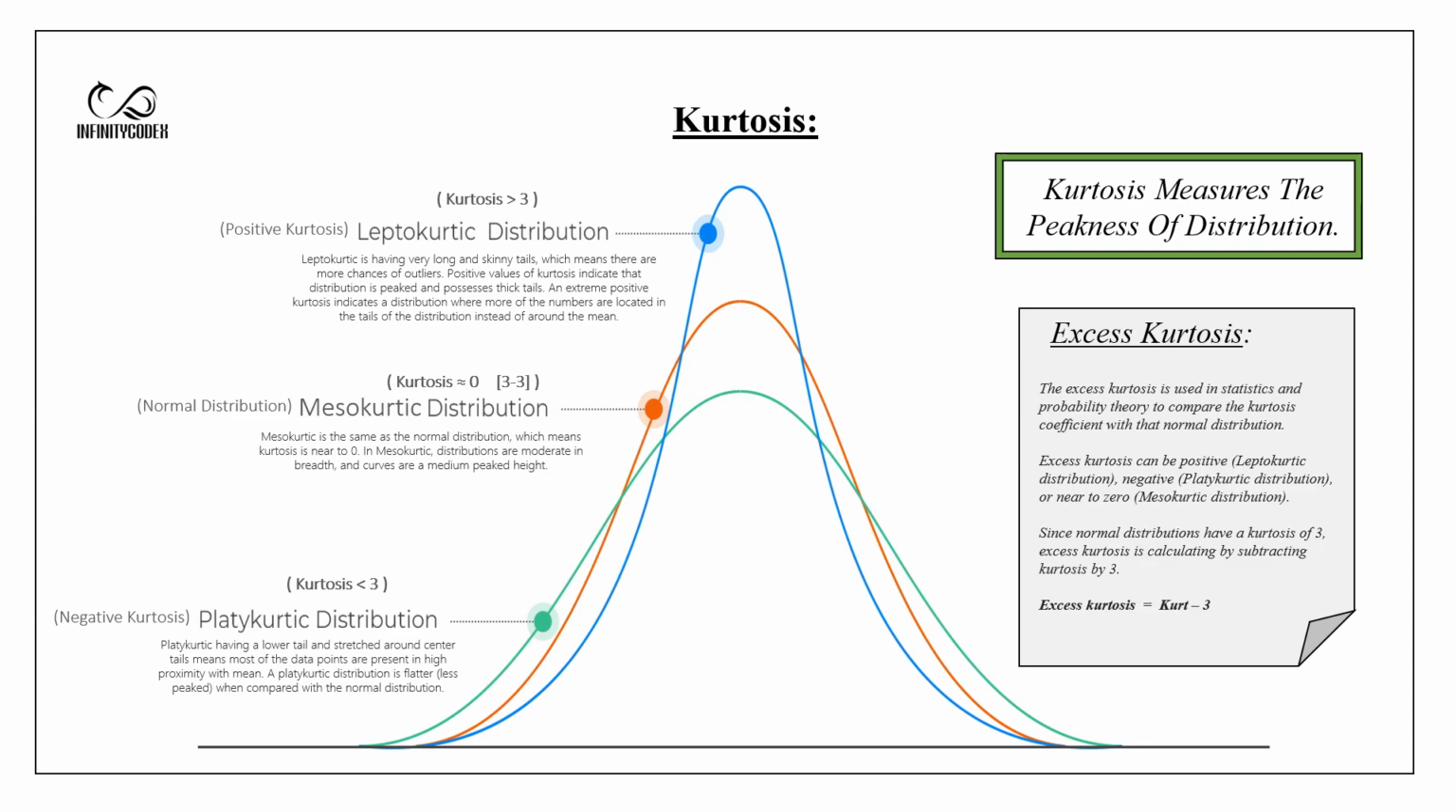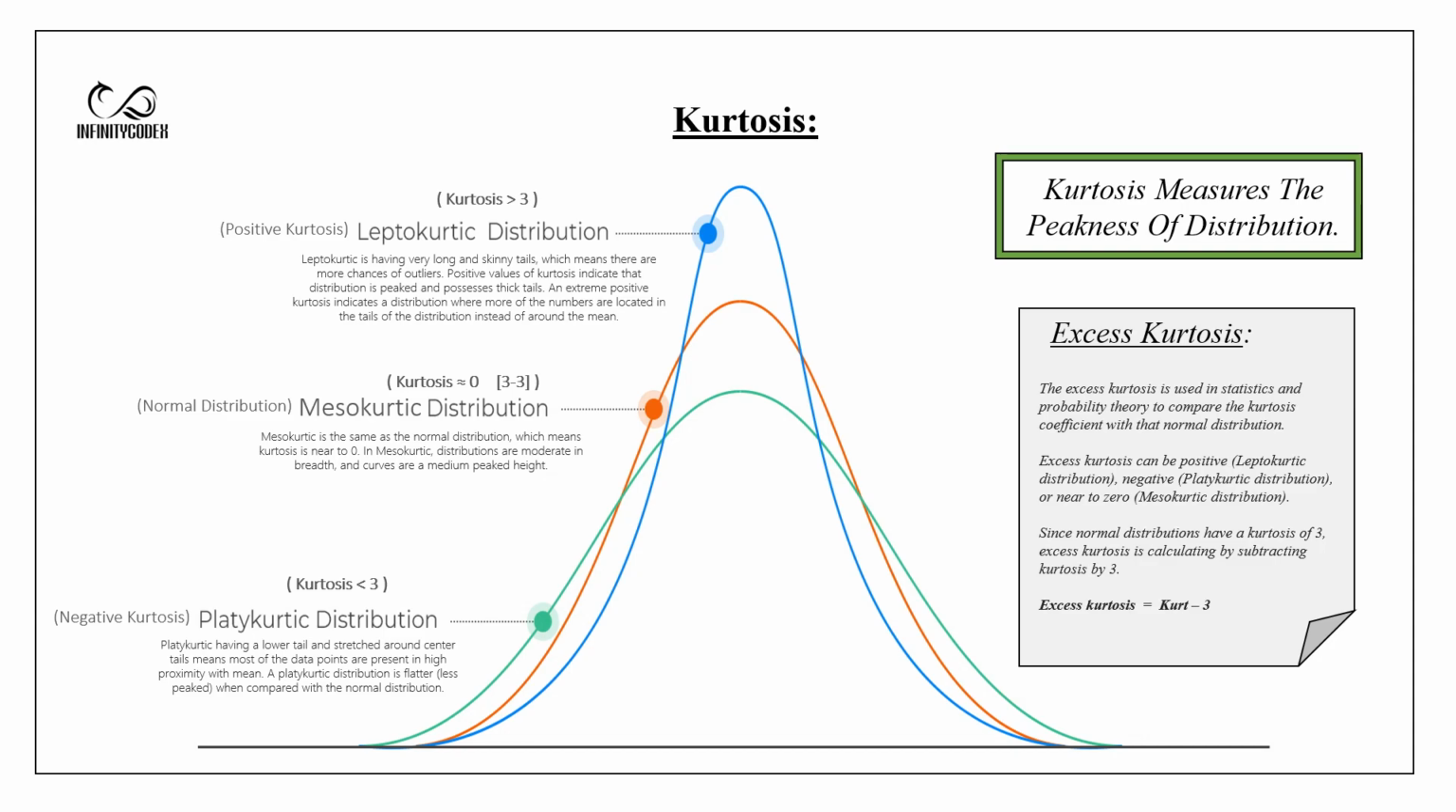Mesokurtic distribution is where excess kurtosis is almost equal to 0, which is also called normal distribution. Mesokurtic is the same as the normal distribution, which means the excess kurtosis is near 0. In mesokurtic, distributions are moderate in breadth and curves are of medium peaked height.